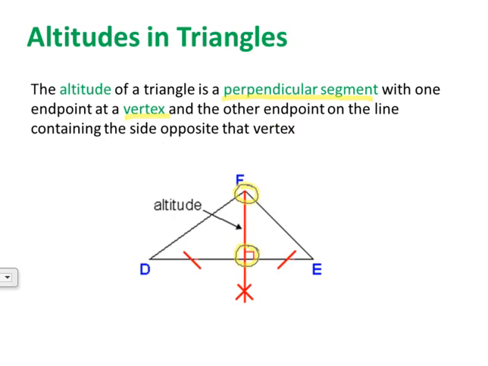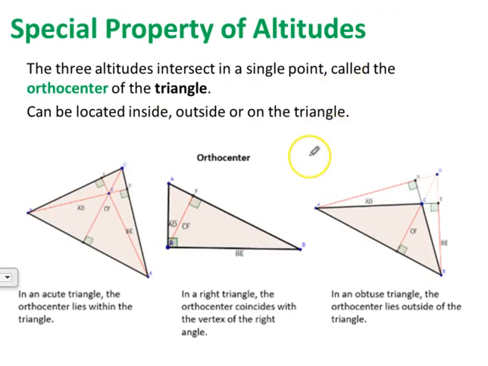I'm going to move on to the next slide, and we're going to talk about if we draw in all three altitudes, where do they intersect? So if we draw in all three altitudes, they're going to intersect at a single point, and it's called the orthocenter. So where we have all three altitudes intersecting, it's called the orthocenter.